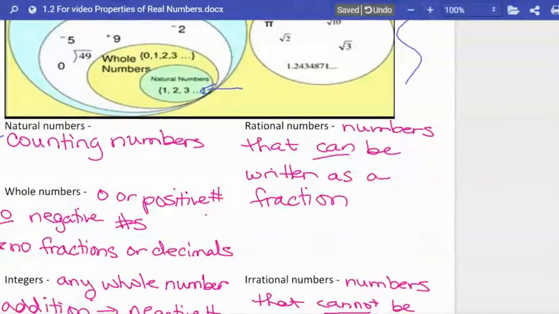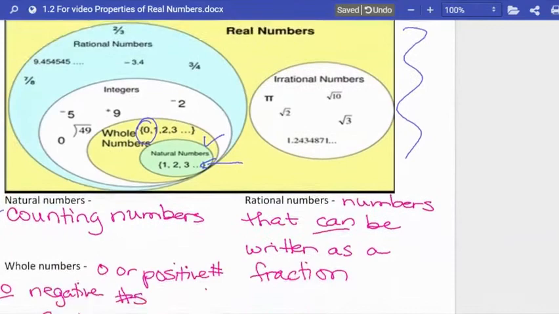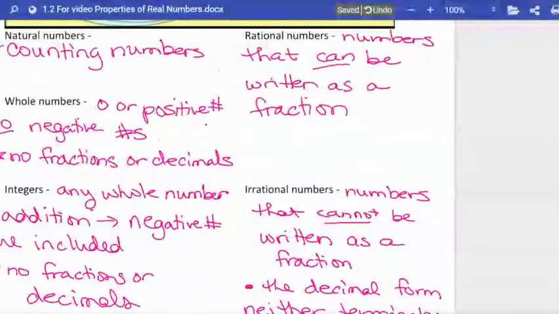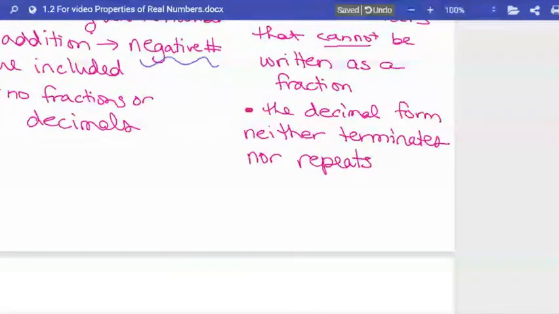Now, when you look at whole numbers, it also includes natural numbers. So not only are we including those numbers, but we are also including 0. That's the other part that's added. We are not using negative numbers, and we're not using fractions or decimals. When we're talking about integers, we are looking at any whole number. So again, 0 and any positive number. Now, on top of it, we're also including negative numbers. Again, no fractions and no decimals.